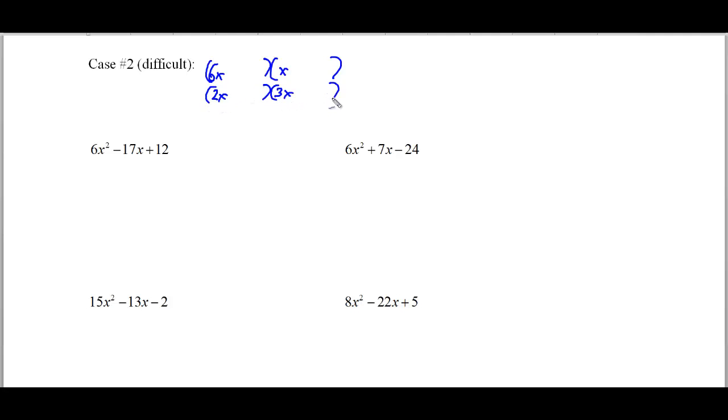And what makes things a lot more complicated is now we have to get this 12 to make the middle number 17 with these modifiers 6 and 1, 2 and 3. So it becomes a big guess and check fest.